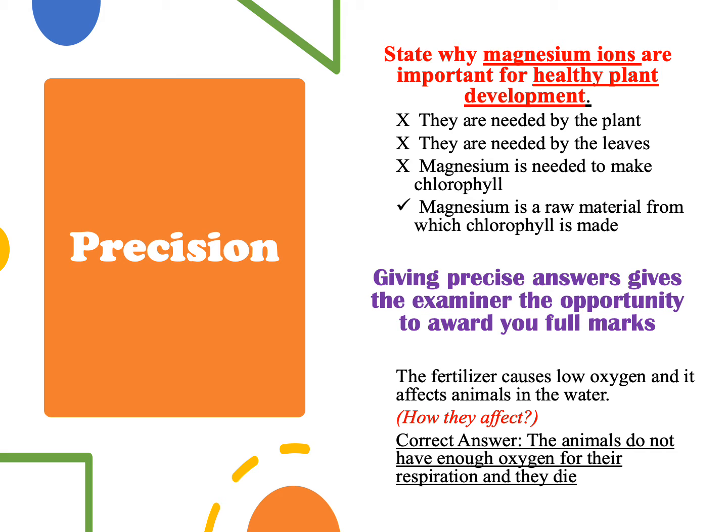Example number 2. The fertilizer causes low oxygen and it affects animals in the water. So you need to ask yourself how and why it can affect the animals. So the ideal answer is the animals do not have enough oxygen. Why? What happens if they do not have enough oxygen? Remember that the animals need oxygen for their respiration. And how will it affect them? If the animals do not have enough oxygen, eventually they will die.